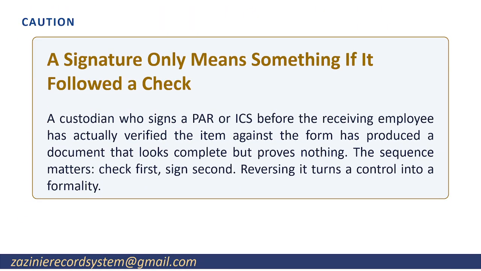Caution. A signature only means something if it followed a check. A custodian who signs a PAR or ICS before the receiving employee has actually verified the item against the form has produced a document that looks complete but proves nothing. The sequence matters. Check first, sign second. Reversing it turns a control into a formality.